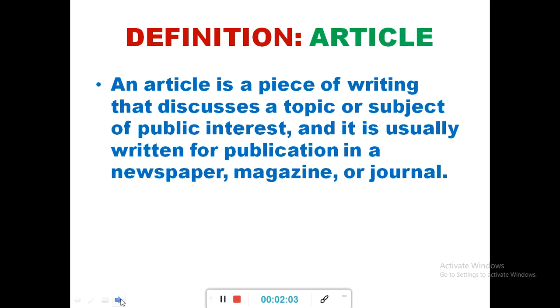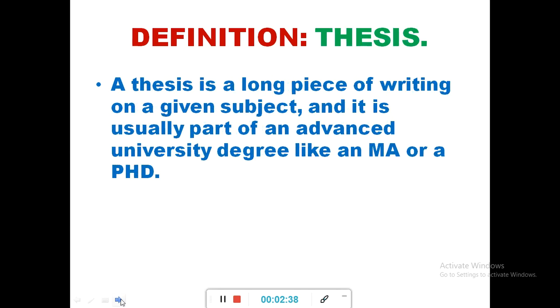First, the definition. Let's start with an article. An article is a piece of writing that discusses a topic or subject of public interest, and it is usually written for publication in a newspaper, magazine, or journal. You find an article usually in a newspaper or a magazine, and today an article is always in demand. Articles come in various forms and are presented on various platforms as well, both online and offline.